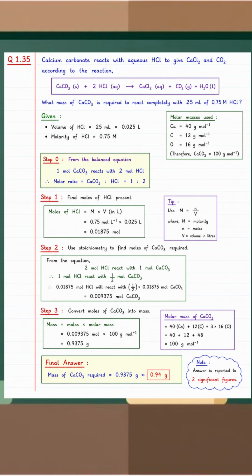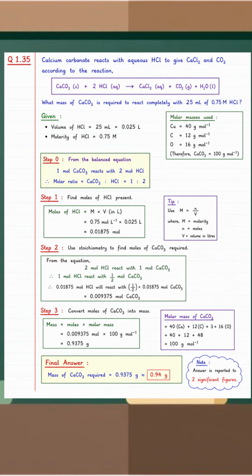Step 1. Calculate moles of hydrochloric acid. We use the formula, moles equals molarity multiplied by volume in liters. Volume is 25 milliliter, which is 0.025 liter. So, moles of hydrochloric acid equals 0.75 multiplied by 0.025. This gives 0.01875 moles.